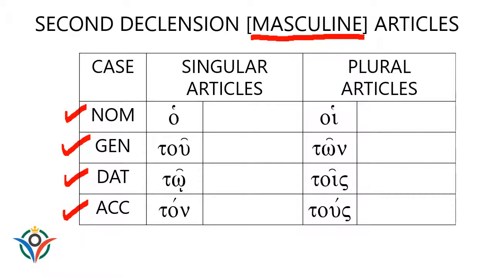The singular first: nominative, ho; genitive, tou; dative, to; accusative, ton. Let me say those again: ho, tou, to, and ton. And then our plural articles: nominative, hoi; genitive, ton; dative, tois; and accusative, tous. So from the top: hoi, ton, tois, and tous.